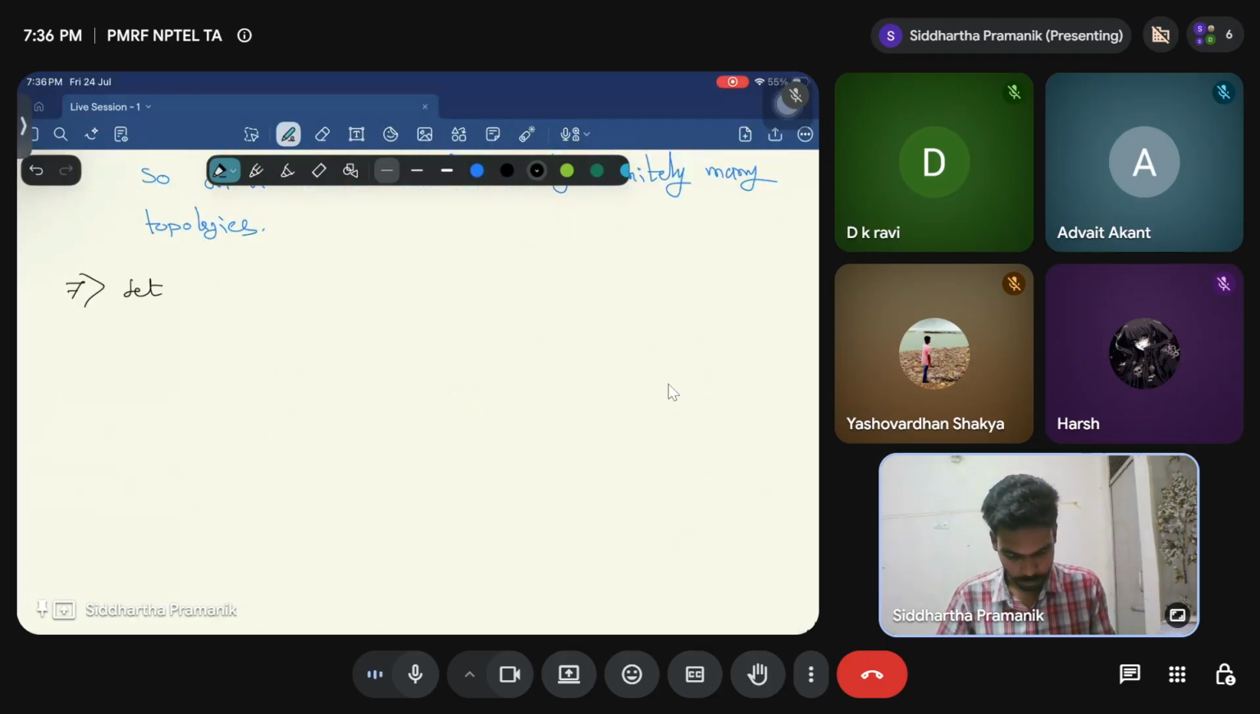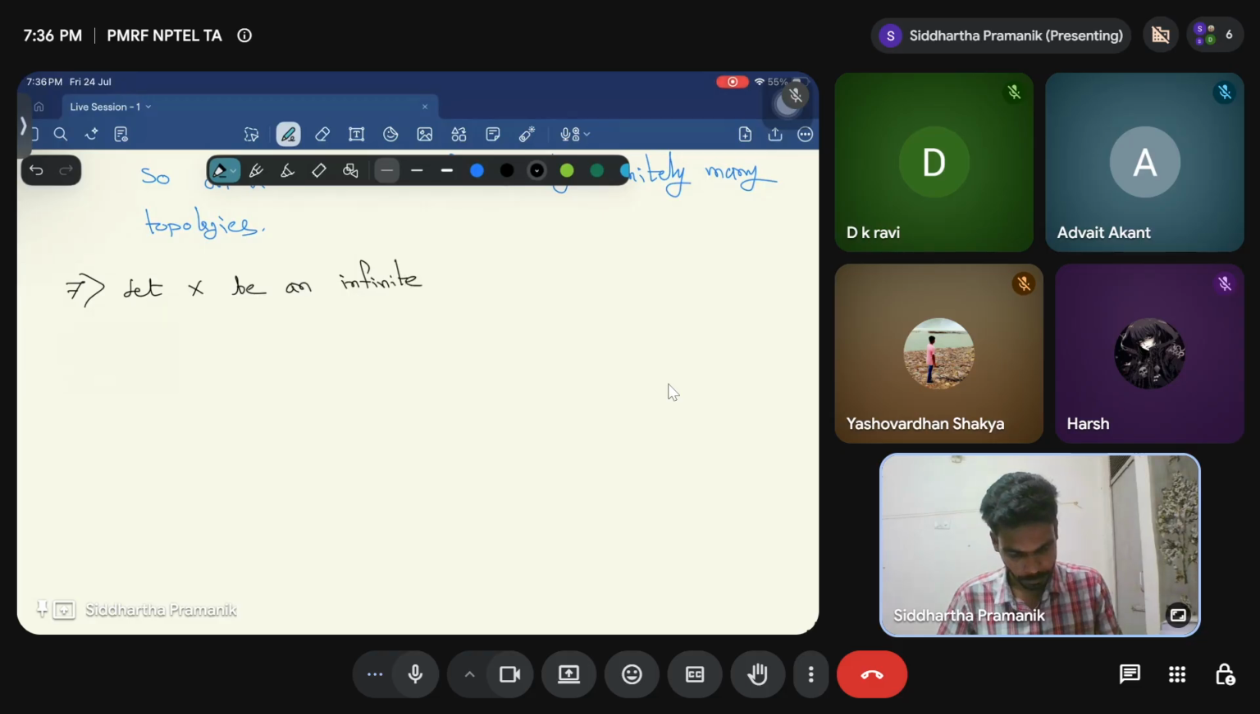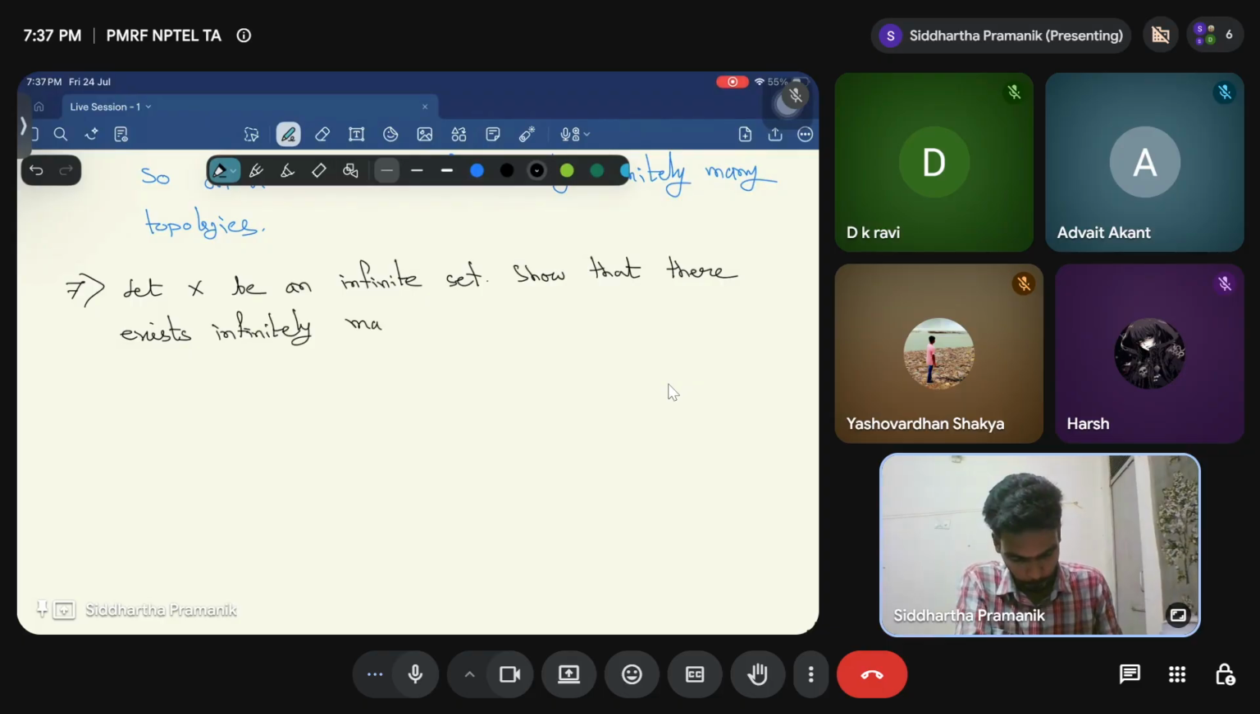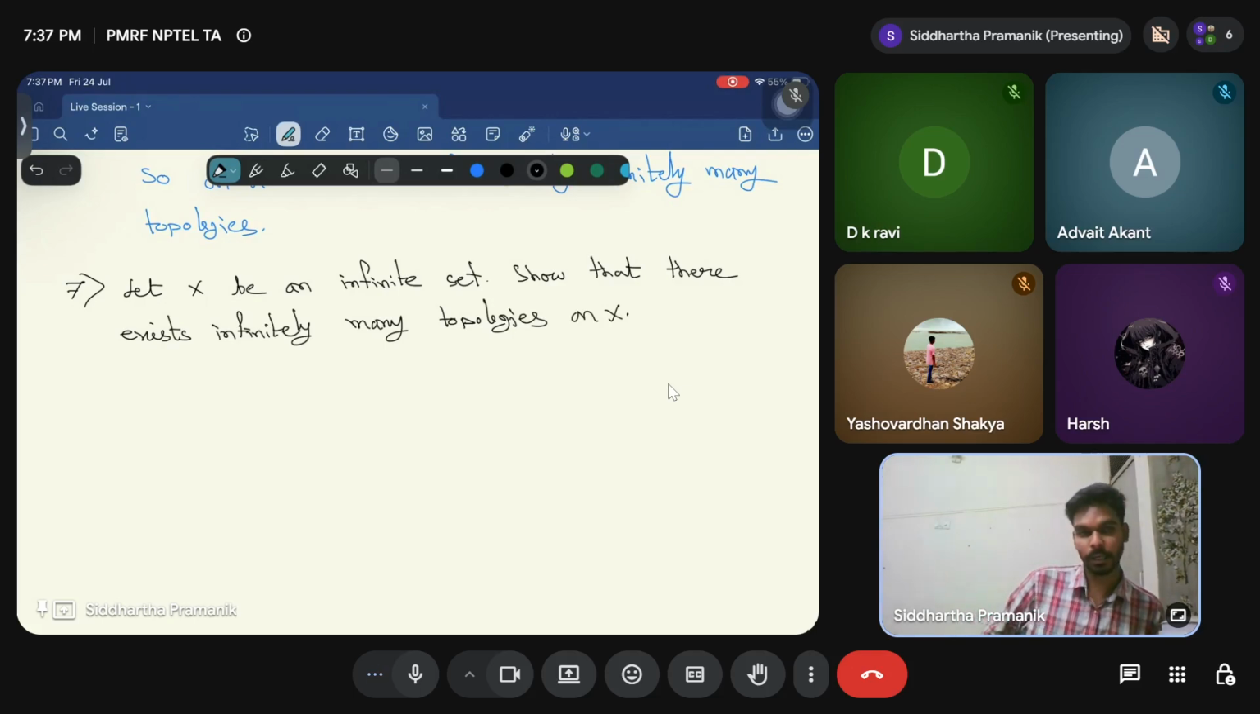So let X be an infinite set, then show that there exist infinitely many topologies on X. Okay, so on an infinite set you will get infinitely many topologies. So I hope you have understood the statement.